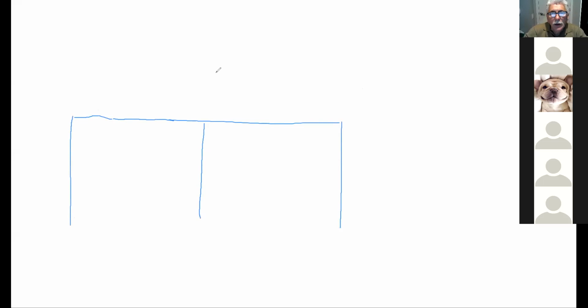Well, okay, let me just do a stick drawing here. So here I have a column, a column here, and a column there. And here are my vertical braces.